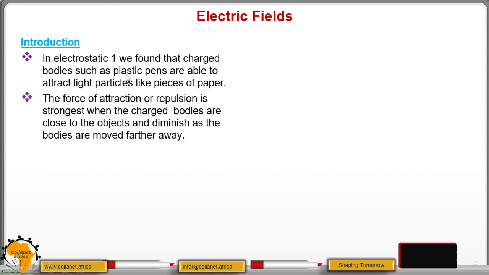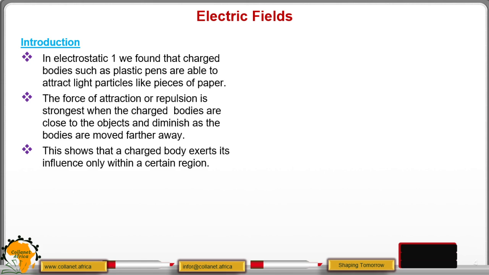Coming back to the plastic pen, if you move the plastic pen far away from the pieces of paper, you'll find that it may not be able to attract. But if you bring it closer to the pieces of paper, you find that it will attract almost every piece of paper, which implies that the distance between the particles and the charged bodies matters. So if the charged bodies are close to the particles, you find that the force of attraction is stronger, and the force of repulsion is also stronger.